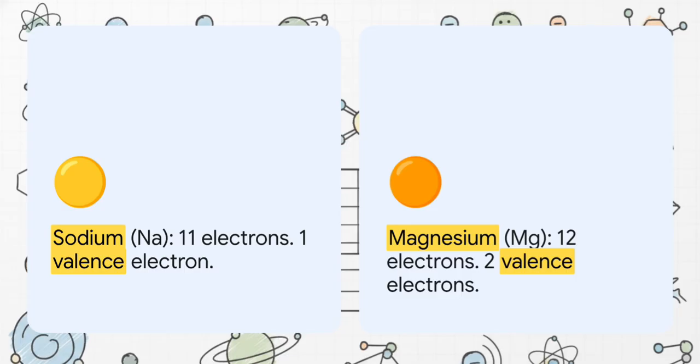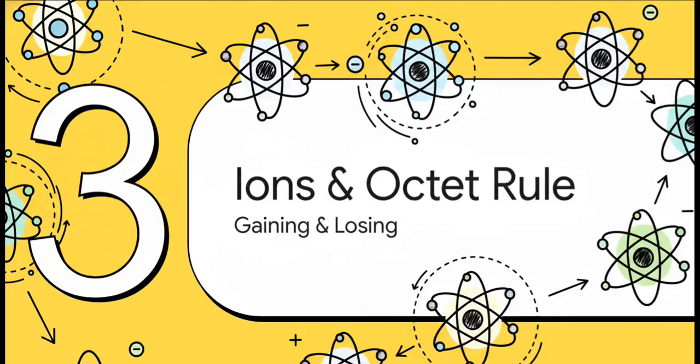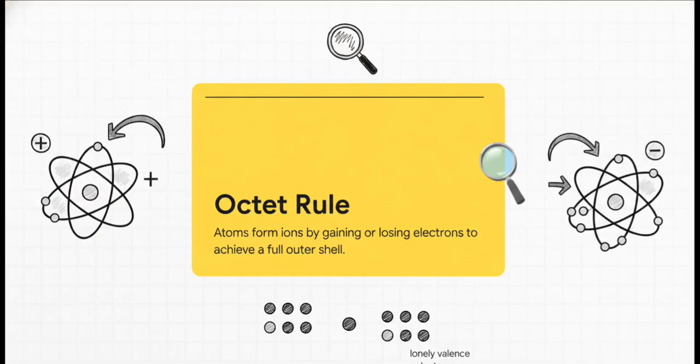Section 3, ions and the octet rule. So atoms are basically obsessed with having a full outer shell, and they will literally steal or give away electrons to get it. That brings us to this definition right here, the octet rule. This is your ultimate shortcut for predicting how neutral atoms transform into charged ions.